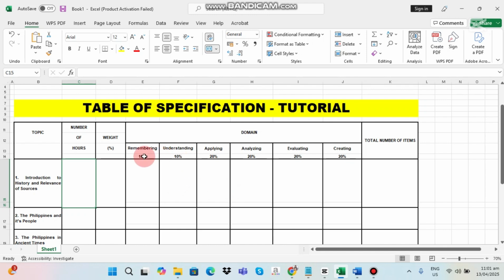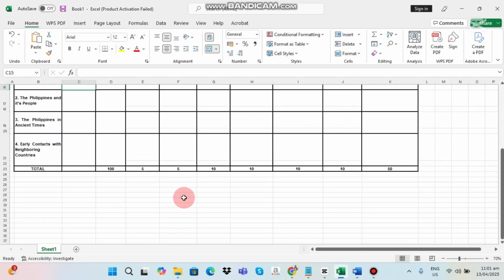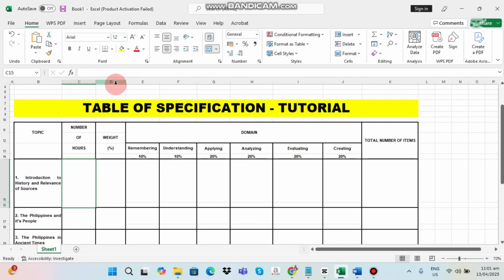So here we have a sample. Of course, if we are talking about table of specification, we have the Bloom's taxonomy domain. We have from remembering to creating part. So for example, we have here the topic.